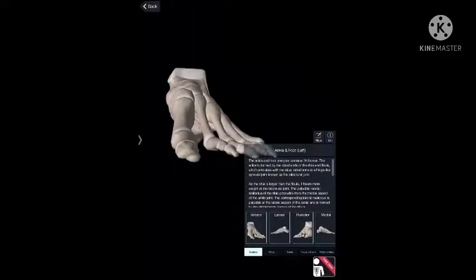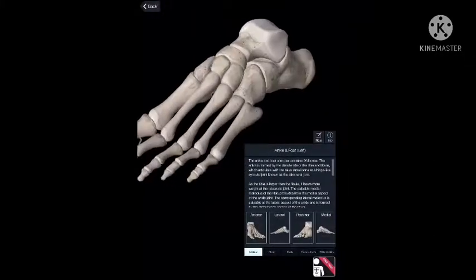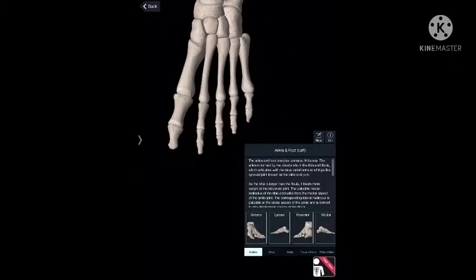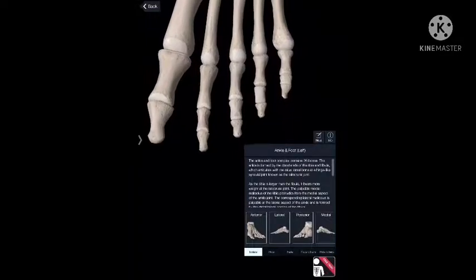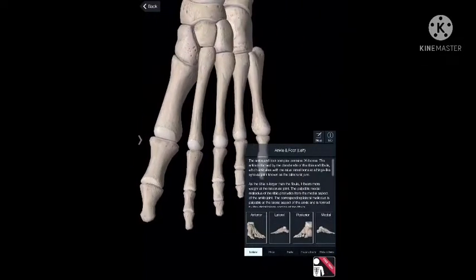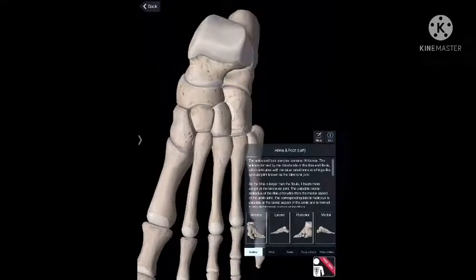The foot consists of 26 bones. We have 14 phalanges, which are the bones of the toes, 5 metatarsals, the bones of the instep, and 7 tarsals, which are the bones of the ankle.